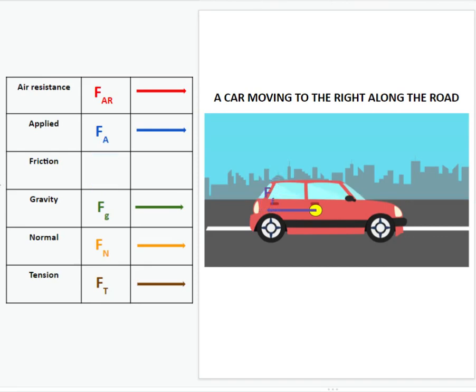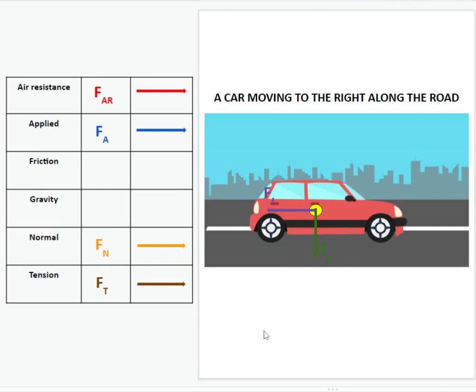Next up, I have gravity. Now keep in mind, as long as we're on the earth and not in space, you will always have a force of gravity on your object. So I take my arrow and I line it up with my center of mass. It's important to remember that gravity will always point directly down, no matter what our object is doing.